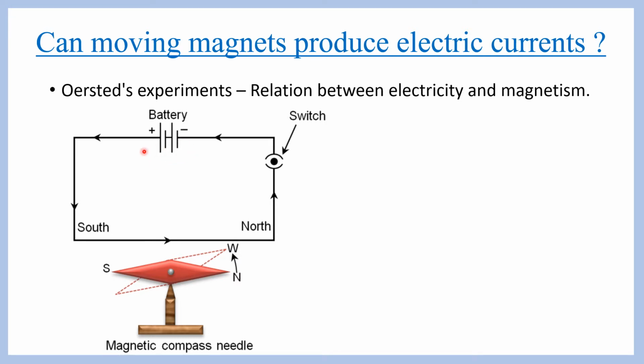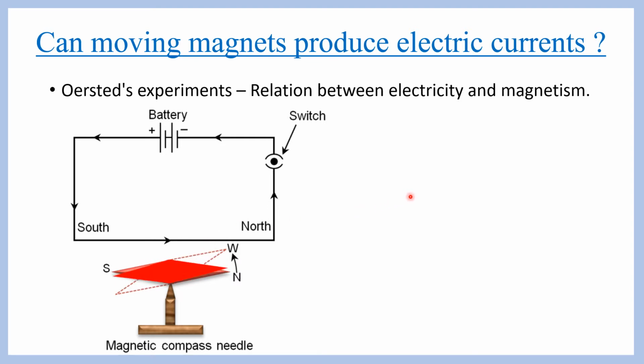There is a battery and a conductor connected to a switch, and a magnet is placed below the conductor. You can see as you switch on the circuit, the magnetic needle gets deflected. So the deflection is from north to west in this case.